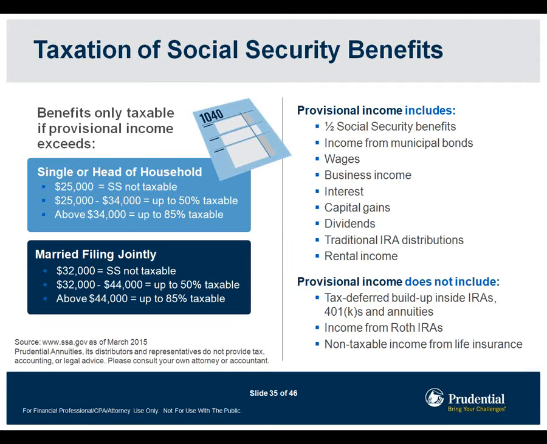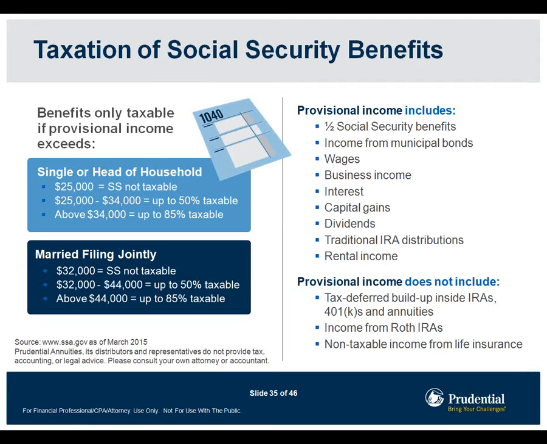Provisional income includes half the benefits you receive from Social Security. It includes all your earned income, all your investment income, including income from muni bonds. It does not include tax-deferred buildup in IRAs, 401k plans, annuities. It does not include income from life insurance proceeds. It does not include income from Roth IRAs.